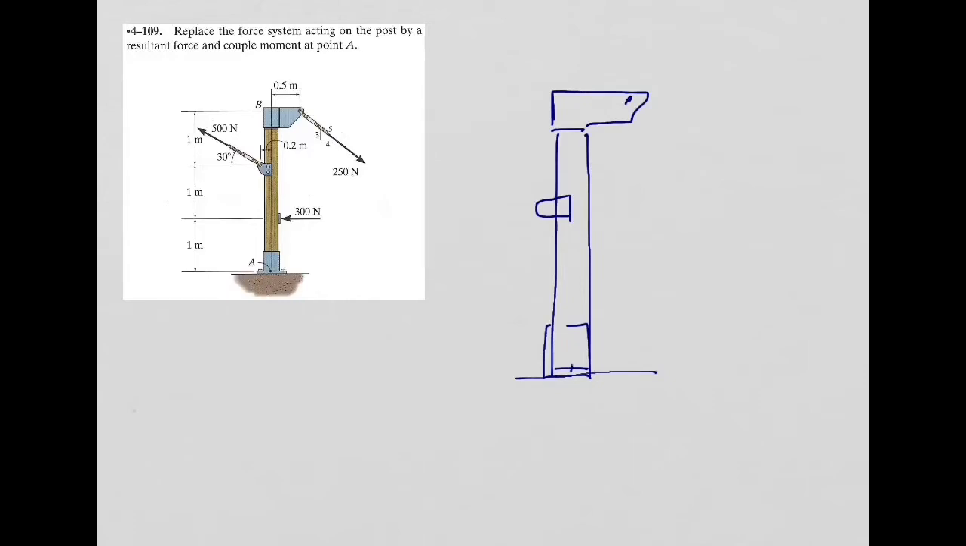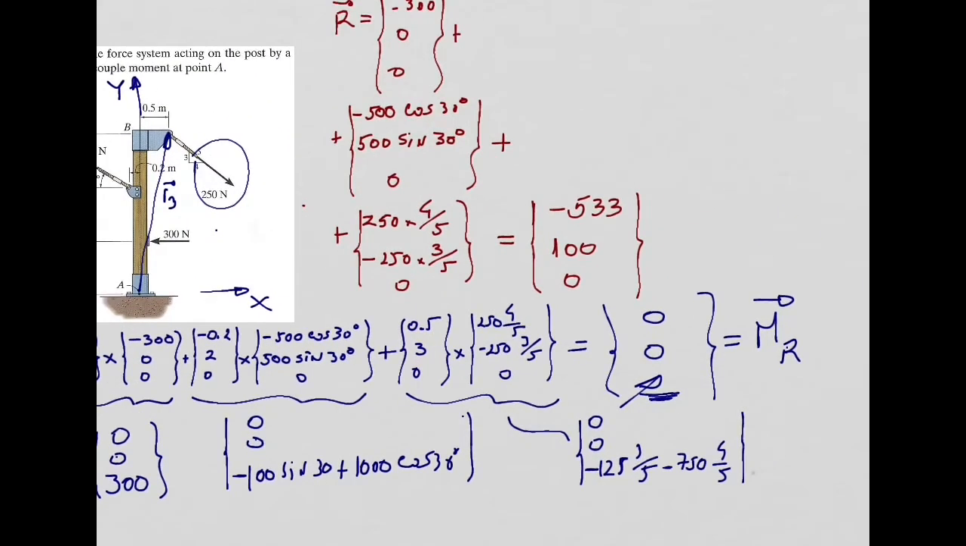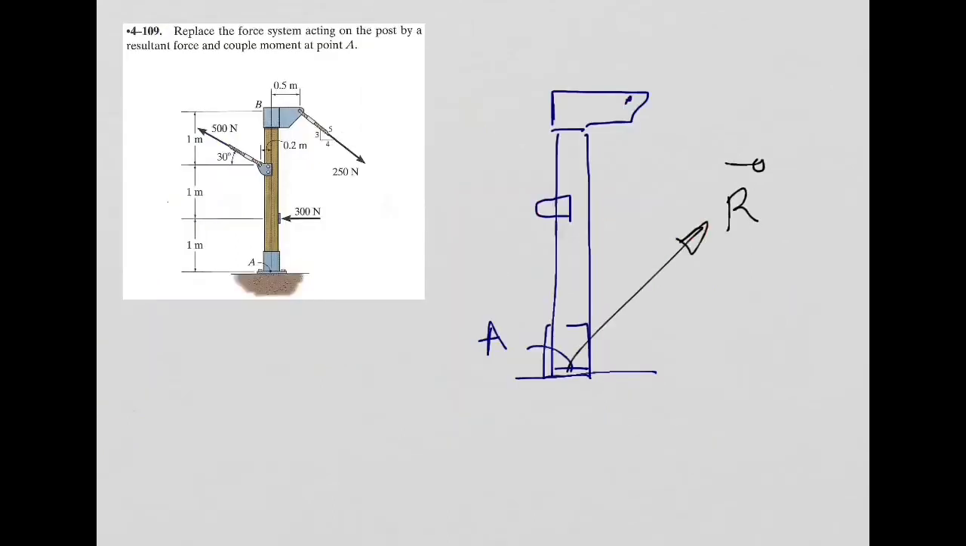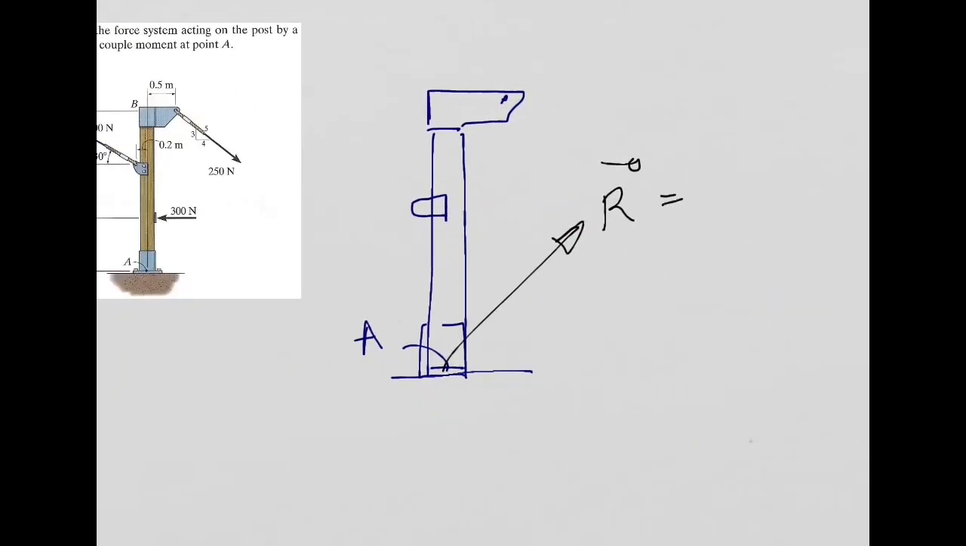So this is your point A. You will have this equivalent system where the only forces and moments you will have is a resultant of the forces, which is given by this vector here. Don't forget, this is our resultant of the forces, minus 533, 100. I can copy it. You will have this for the summation of the forces.